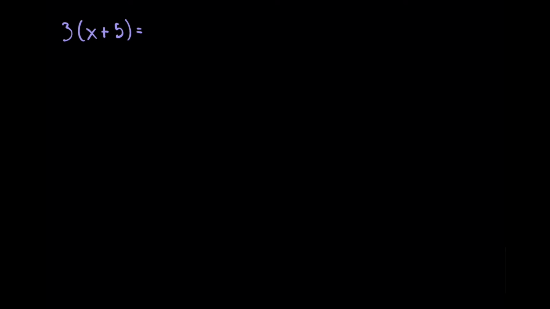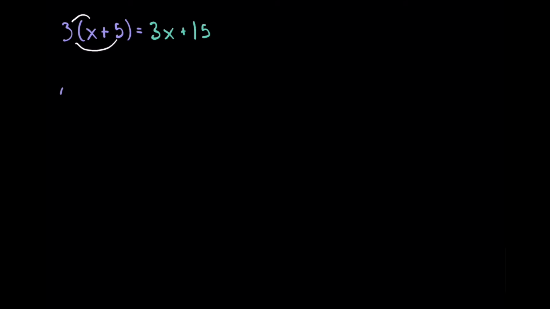So this process looks like this. We do 3 times x, and then we do 3 times positive 5. And that is going to give us our final answer, 3x, and then 3 times positive 5, that's positive 15. So 3x plus 15. Now this is pretty straightforward. Let's use this same logic to move on to some slightly harder problems.